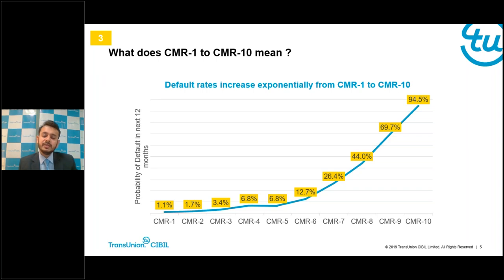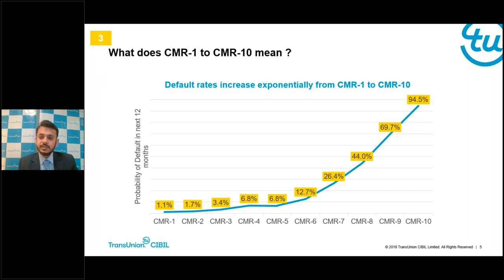Another way to look at this number is that 98.9% of the companies do not default in the next 1 year if you are CMR 1. That's a very, very large proportion of CMR 1 which will not default. This gives bankers a lot of confidence in lending to CMR 1, CMR 2, CMR 3, CMR 4, CMR 5, these types of borrowers. Compared to the other side of the house, which is CMR 8, 9, 10, where you can see these percentages are exponentially higher.